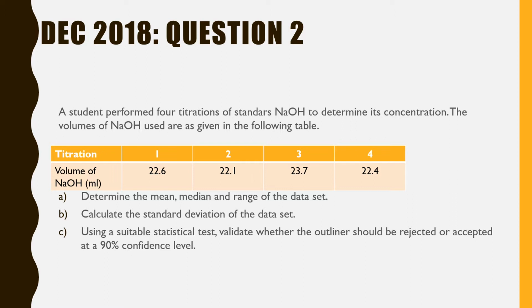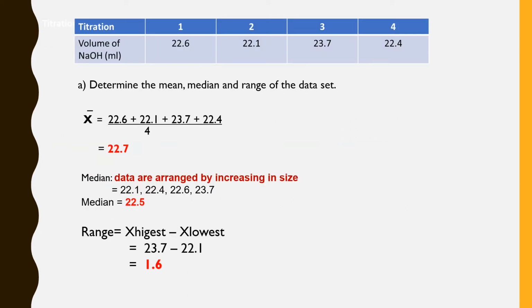I will show you step by step, question by question. So we go to question A: determine the mean, median and range of the data set. This is the data set. We have 4 data. For the mean, x bar, just take the value of titration number 1, 22.6, plus titration number 2, 22.1, plus titration number 3, 23.7, plus titration number 4, 22.4 ml, over 4 because we have 4 titrations here. So we get 22.7 for the mean.